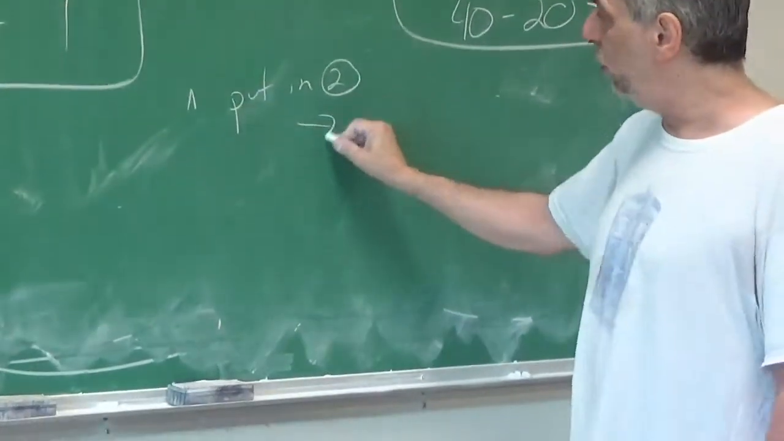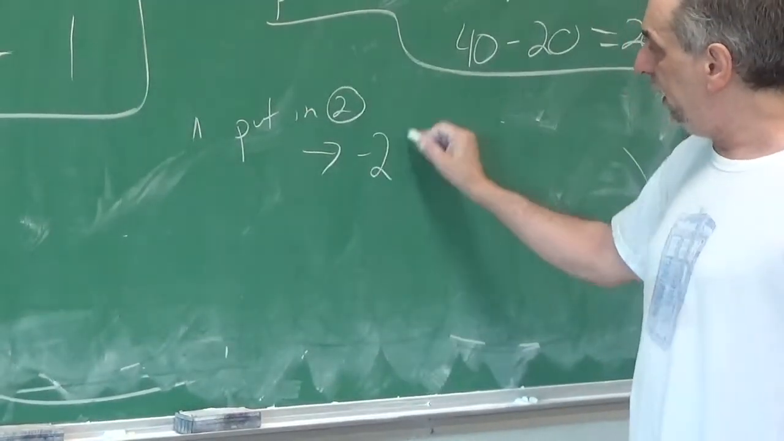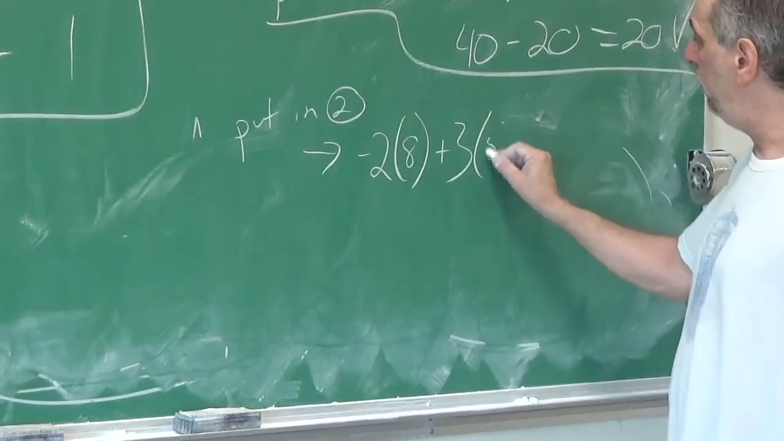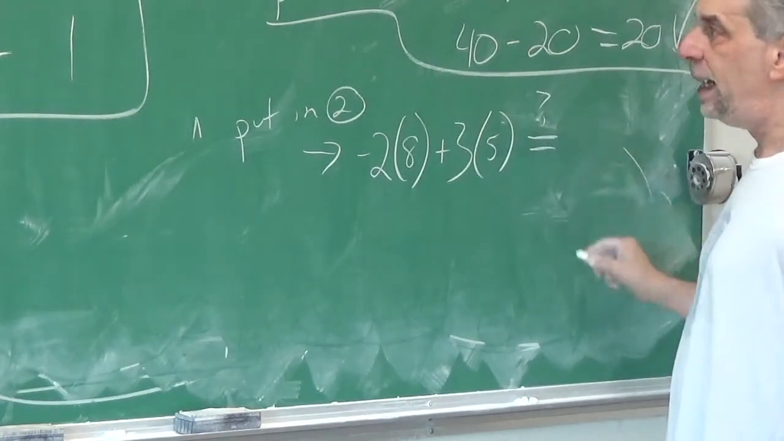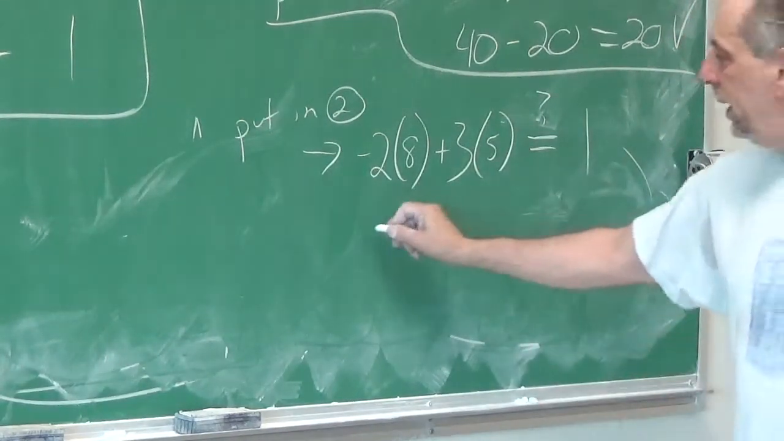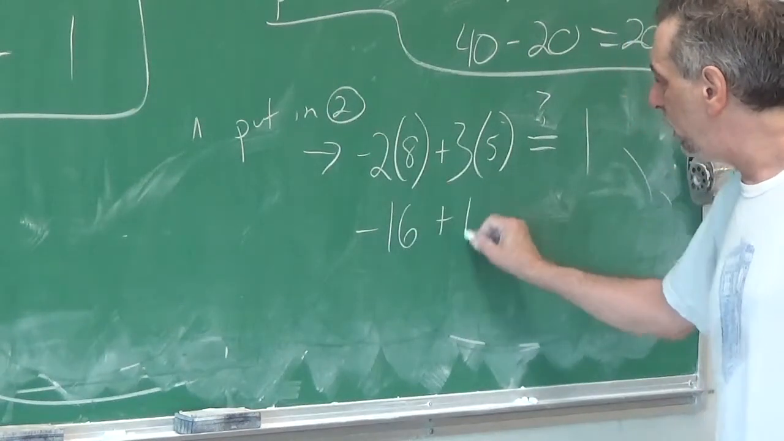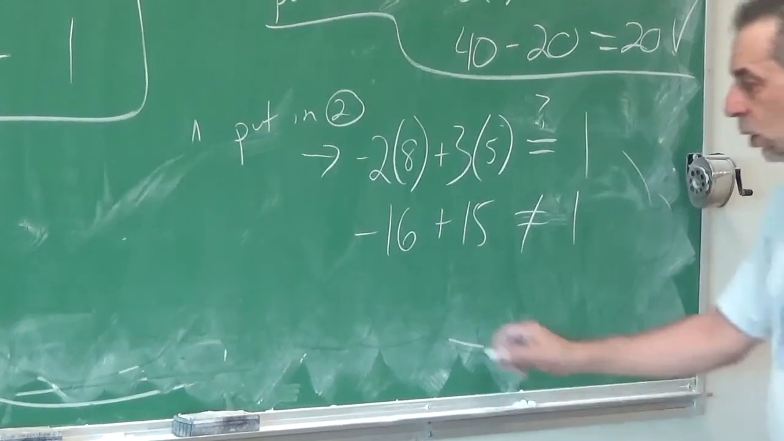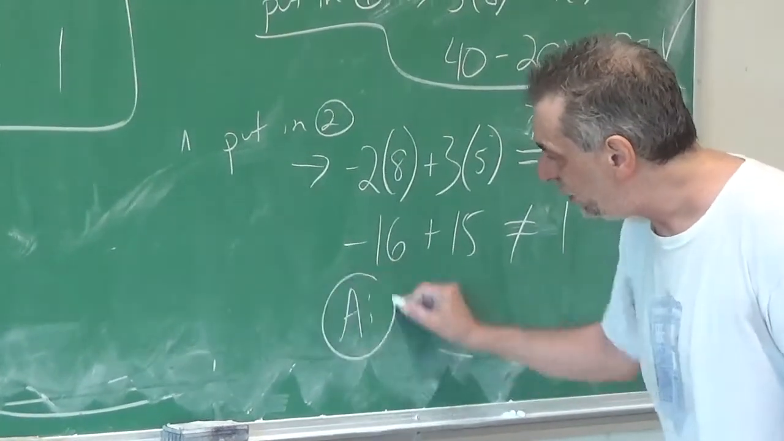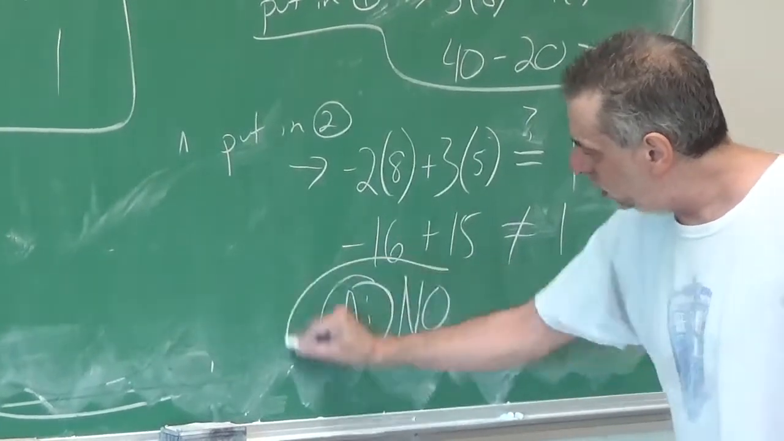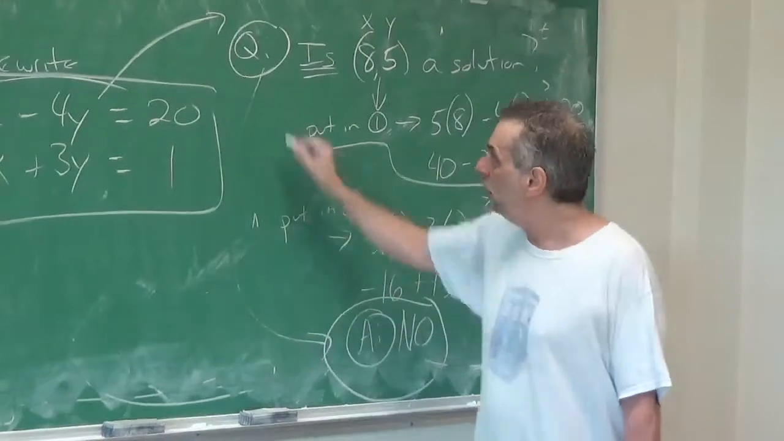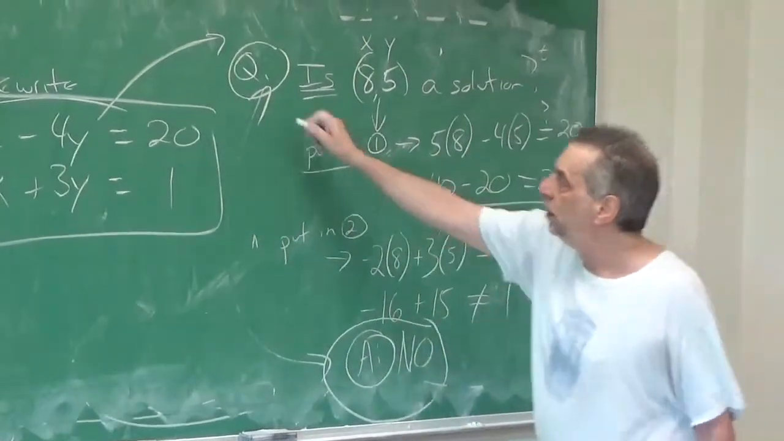If that one works, then it also has to work in the other equation. So now we put it into equation 2, and we say negative 2 times 8 plus 3 times y, and we want to know, does that equal 1? We get negative 16 plus 15, and that does not equal 1. That equals negative 1, so our answer is no. It's not a solution to the system.